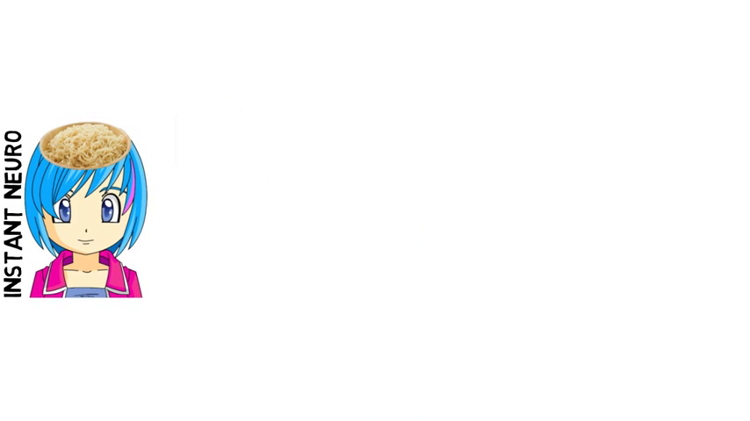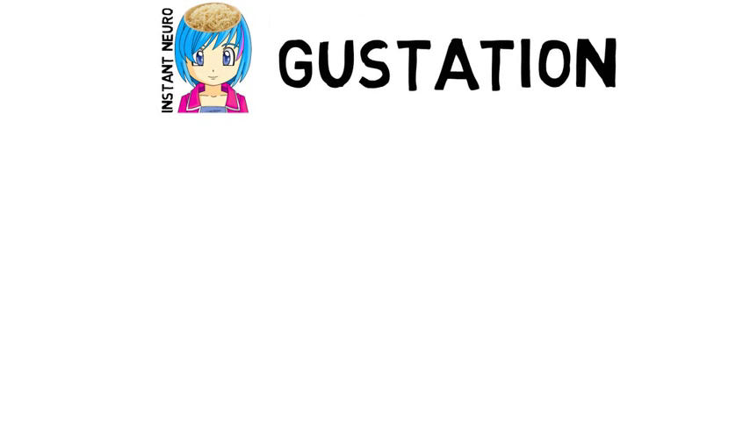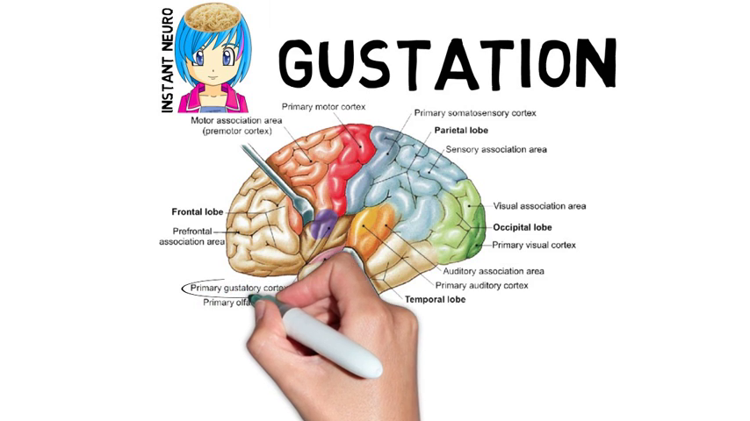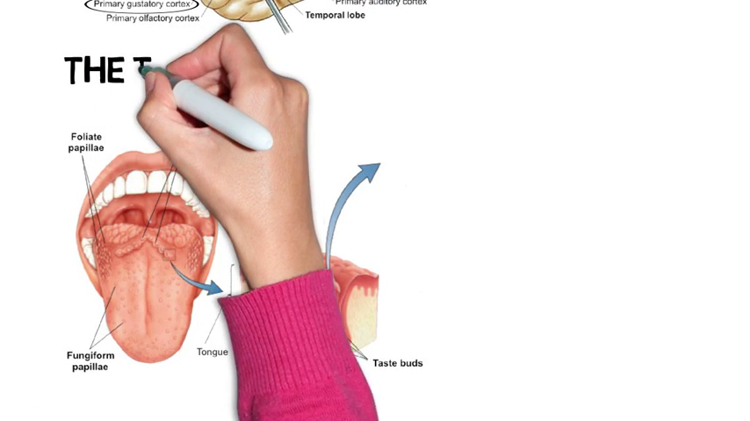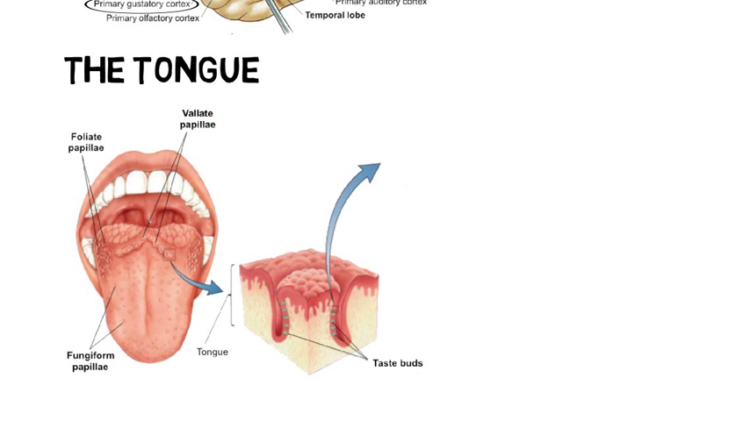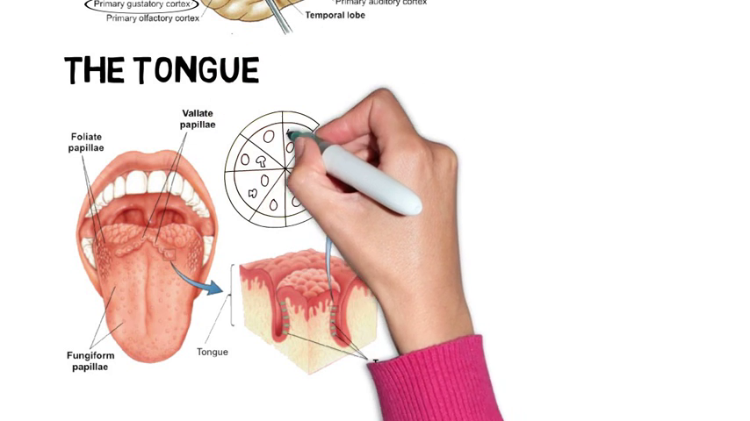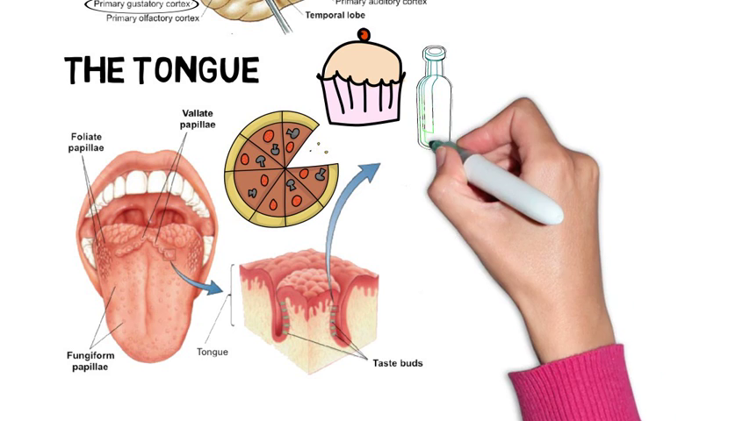Instant Neuro! Gustation. The primary gustatory cortex is located near the face representation within the postcentral gyrus and continues into the insular and frontal operculum. The tongue and gustatory system allow us to taste such wonderful things as pizza and cupcake, as well as warn the body about toxins and poisons such as saccharin.